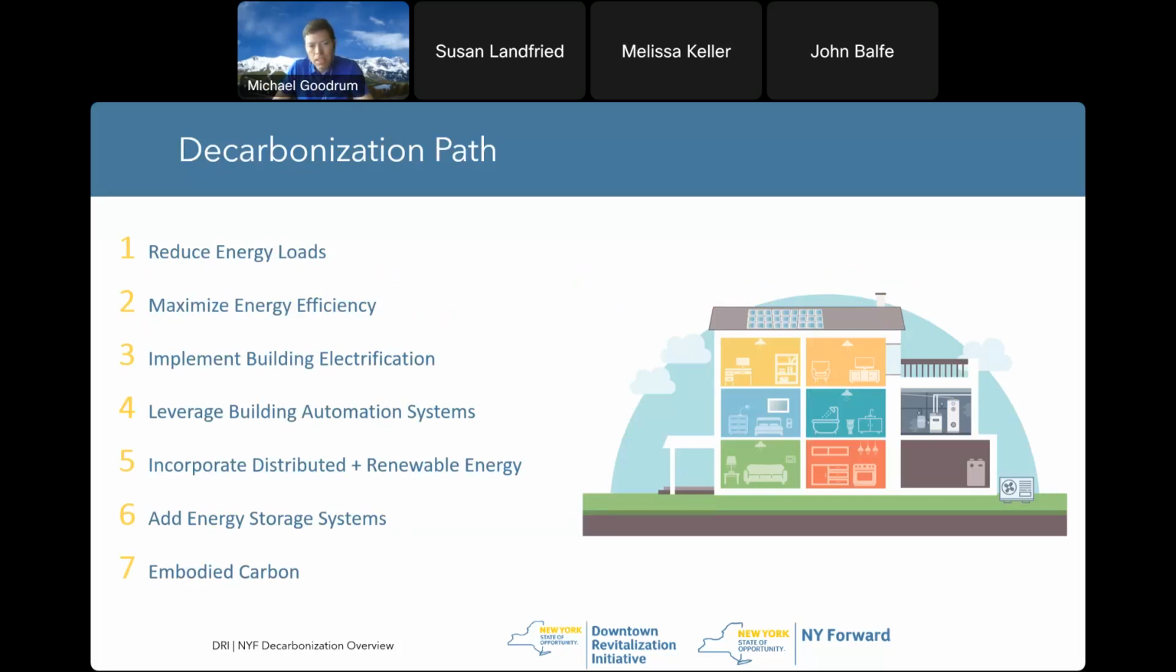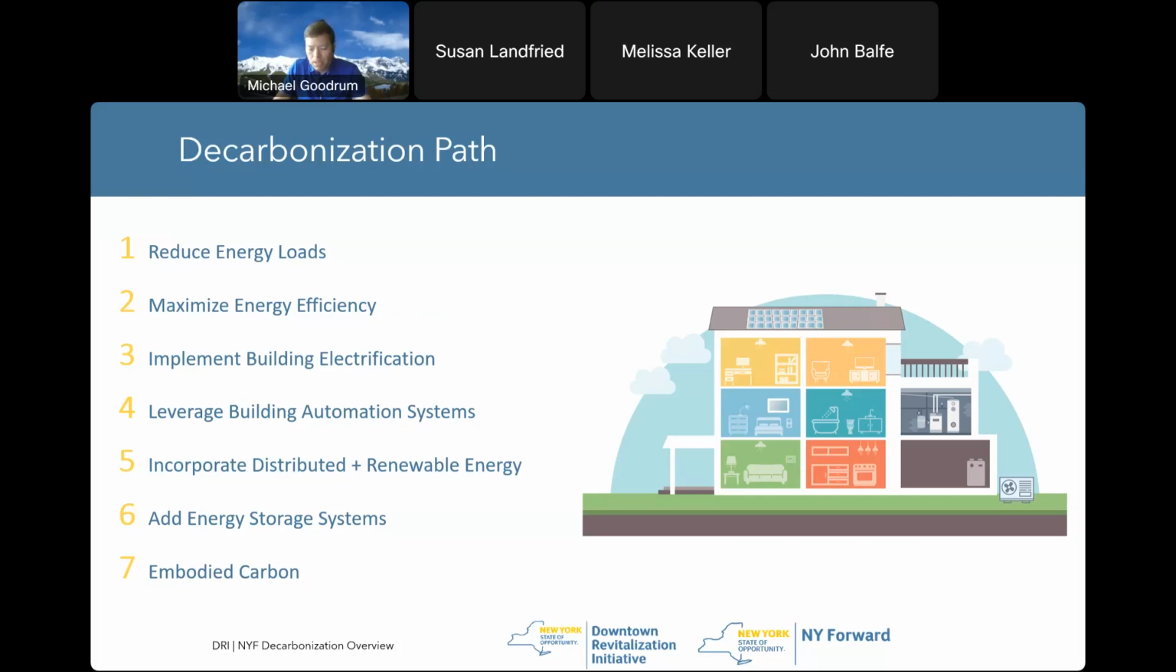This is kind of a basic path or framework for decarbonization within a building. It's not hard and fast, like you can't do number 3 if you haven't done number 2 or something like that. But it's just a way to think about approaching decarbonization. And this can apply for new buildings and also for existing.